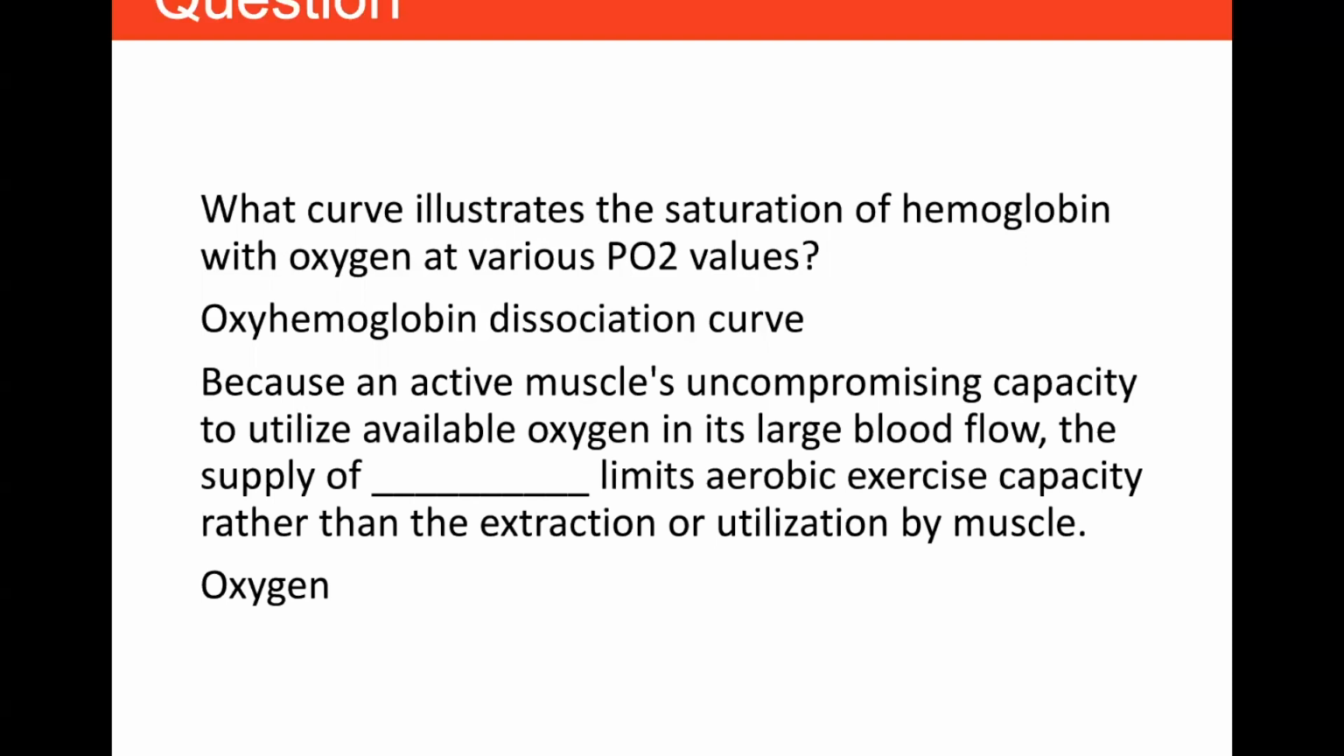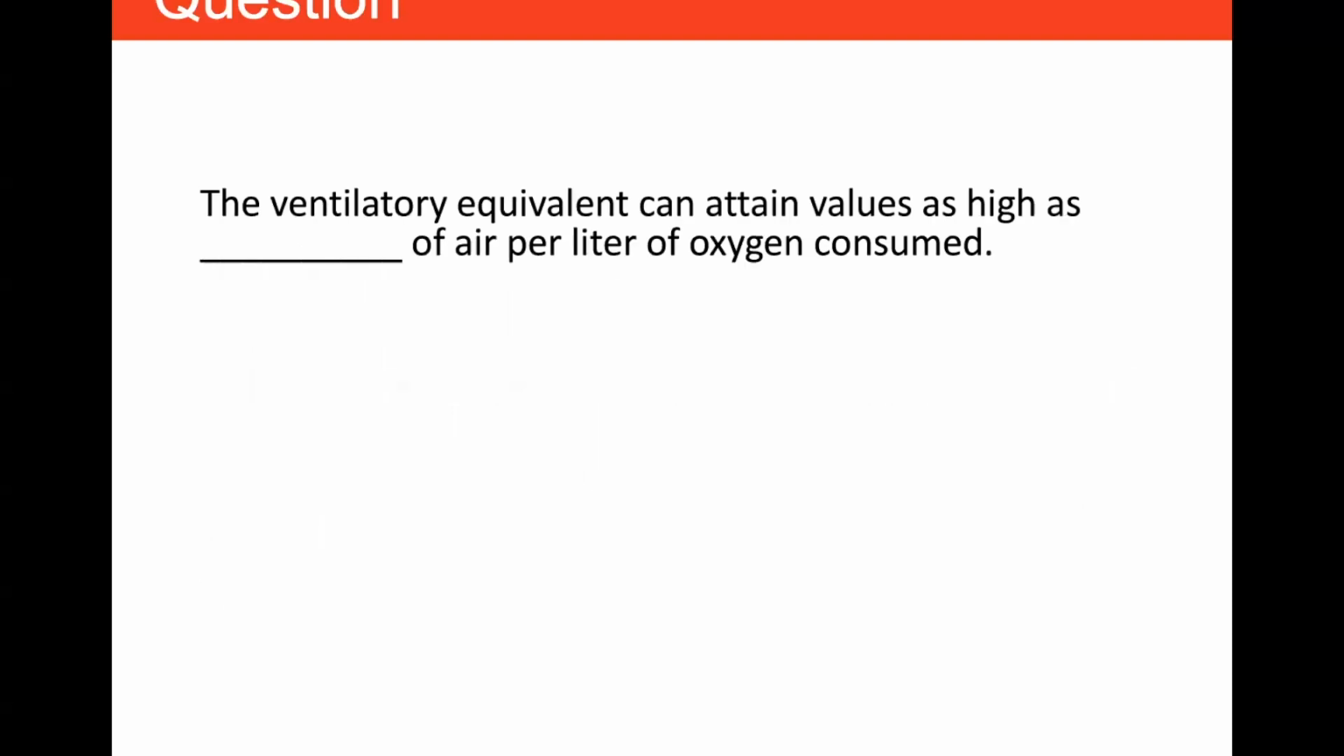It's the heart that's pumping that limits our VO2 max. All right, the VE, ventilatory equivalent, can attain values as high as what of air per liter of oxygen? So if you recall, VE goes down as we're exercising and then suddenly changes direction and goes up as high as 30, 35, even 40 liters, if you recall from that graph.